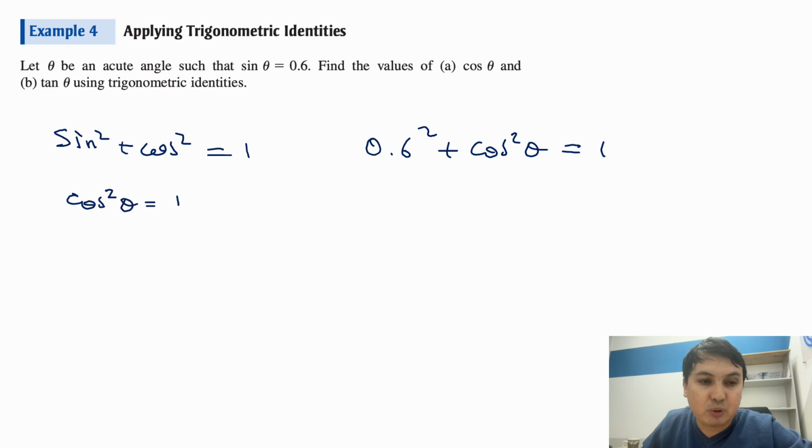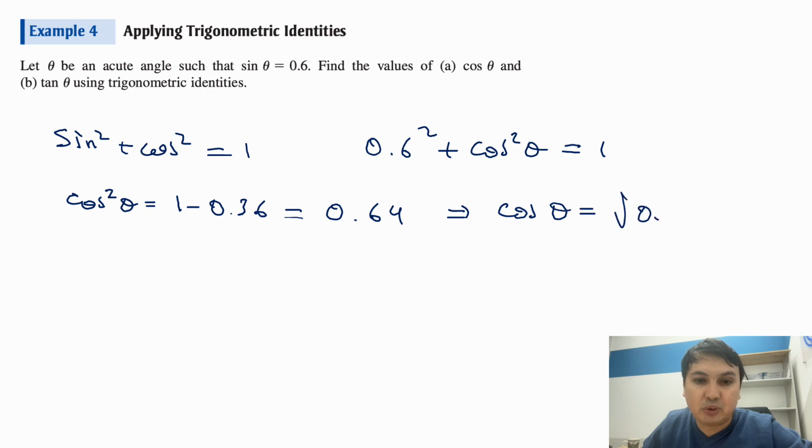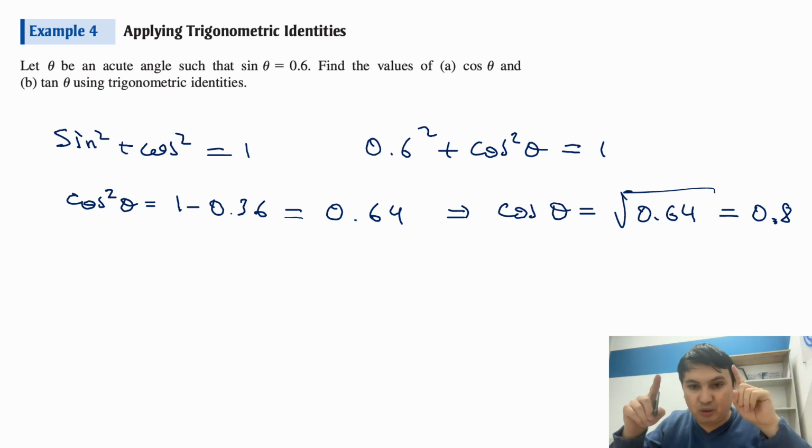cosine square theta is 1 minus, what is 0.6 square? It's 0.36. 1 minus 0.36 is 0.64. Now if you take the square root, which implies cosine theta is square root of 0.64, which is 0.8. Well, in fact, this is plus minus 0.8, but because I'm in the first quadrant, my x and y coordinates from the circle method, remember, they are both positive. So in particular, x is positive, so cosine must be positive, right?